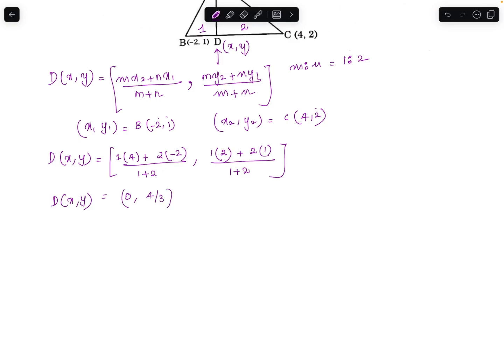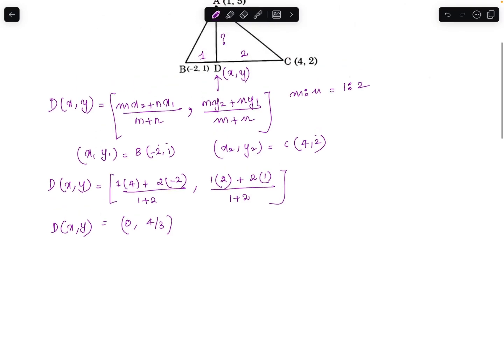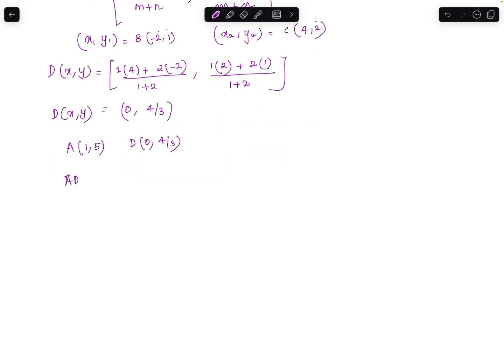Now we can use the distance formula to get the length of AD. The distance formula is root of x2 minus x1 the whole square plus y2 minus y1 the whole square. Substituting the values of x1, we get root of 0 minus 1 the whole square plus y2 is 4 upon 3 minus y1 is 5.